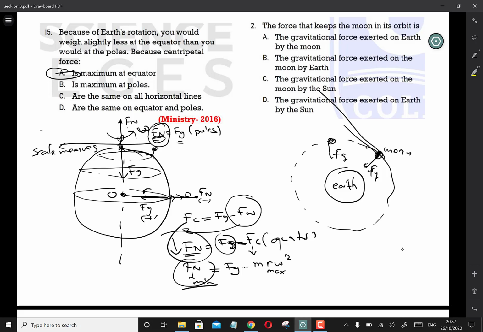Gravitational force exerted on the moon by the Earth. Gravitational force exerted on the moon by the Sun, no. Gravitational force exerted on Earth, no. Gravitational force exerted on Earth by the moon, no. Gravitational force exerted on the moon by the Earth, yes. Gravitational force exerted on the moon by the Earth.